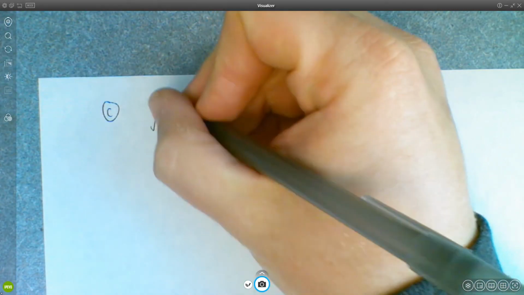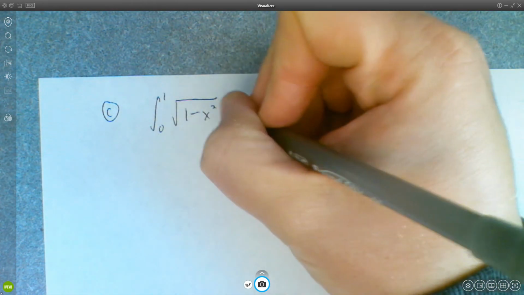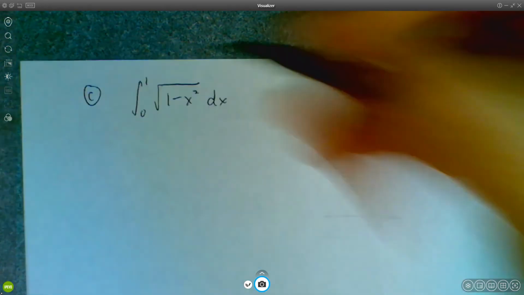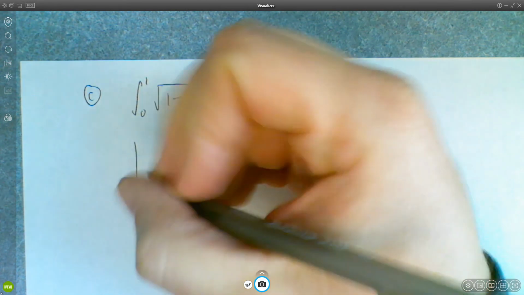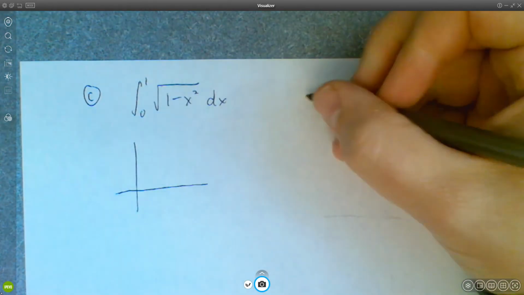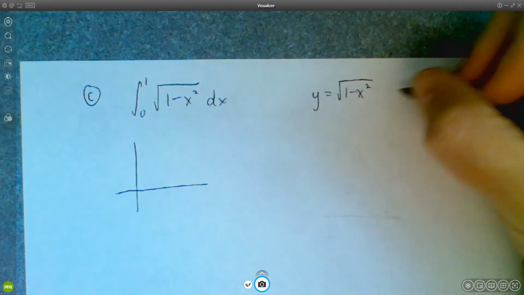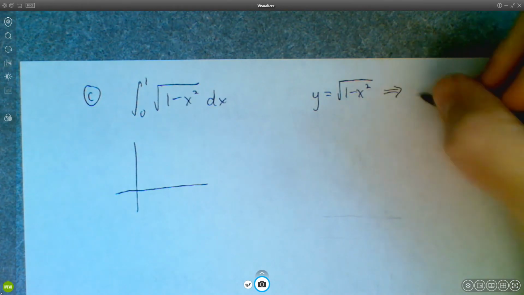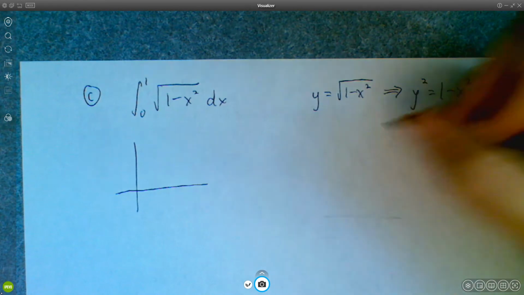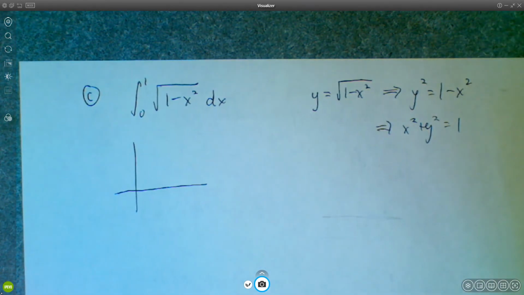So we'll do the integral from 0 to 1 of the square root of 1 minus x squared dx. Let's draw a picture. You may or may not recognize this, but notice if we call this y equals square root of 1 minus x squared, and then we square both sides, and then we add x squared over to the other side, we get a circle.